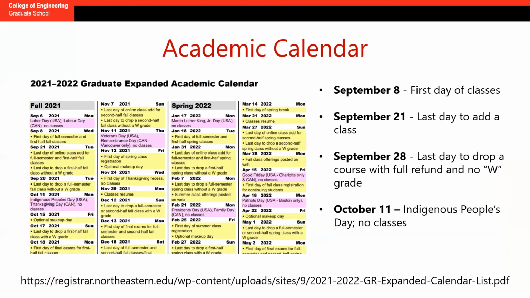So now you know how to find the academic calendar. Here are some important dates. I do want to highlight that, as you notice on the slide, the last day to add a class and the last day to drop a class are 2 different days.